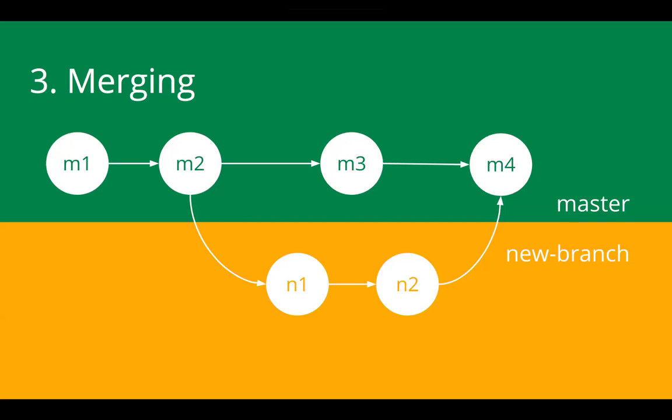It's just that M4 is going to be the combination of M3 and N2, and your friend can keep pushing forward with M4 as well, with maybe the future M5 and M6 and so on. And that happens pretty smoothly if you and your friend didn't touch the same block of code.